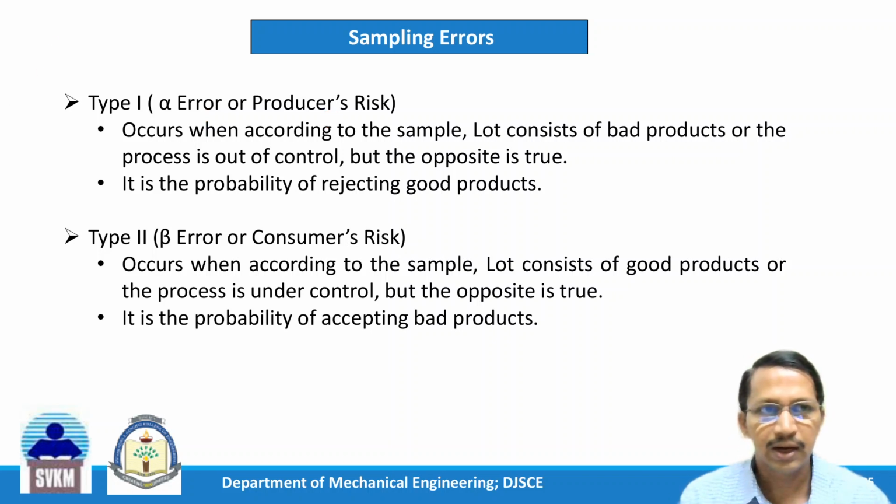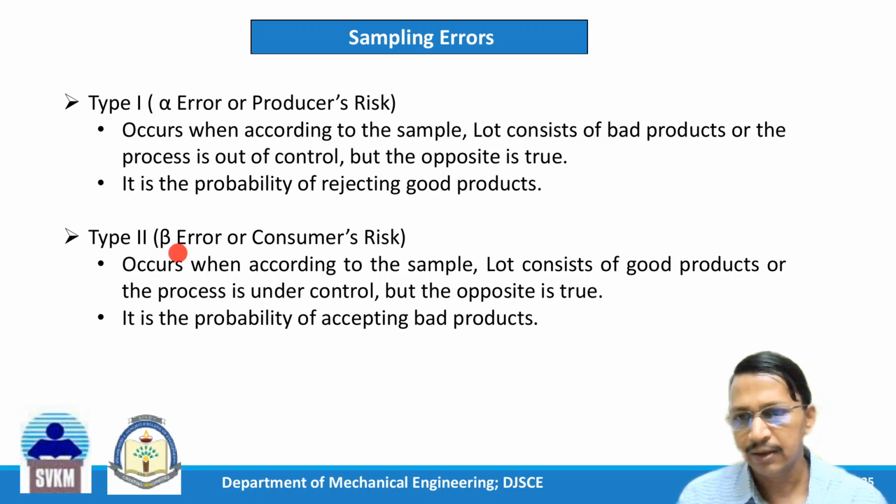Then you have the second type of error, which is called type 2 error, beta error or consumer's risk. So what does it mean? It occurs when, according to the sample, the lot consists of good products or the process is under control, but the opposite is true. So actually it is the probability of accepting bad products. So who is going to suffer in this case? It is the consumer who is going to suffer. So it is called the consumer's risk, and this error is also called beta error.